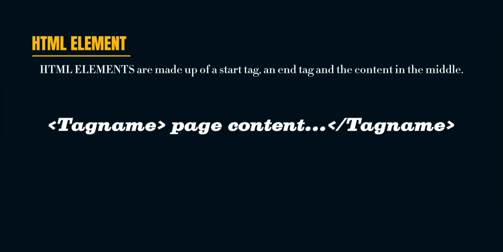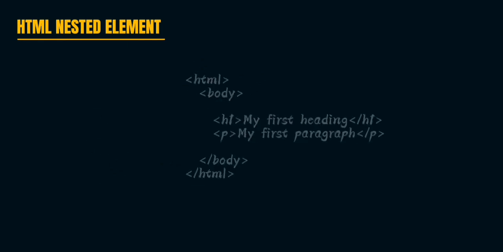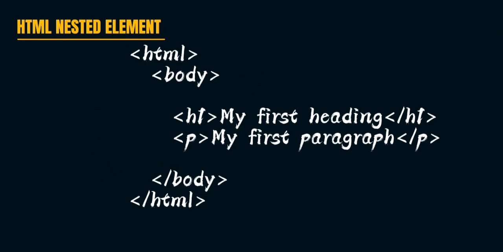Now, what makes up an HTML element? Most of them have 3 parts: a start tag, the content inside, and an end tag. Everything from the start tag to the end tag is considered one complete element. For example, the P element creates a paragraph, so you'd write the start tag, then your text, and finally the end tag, and put together, that's a paragraph element. All HTML documents are built from nested elements, which means elements inside other elements.